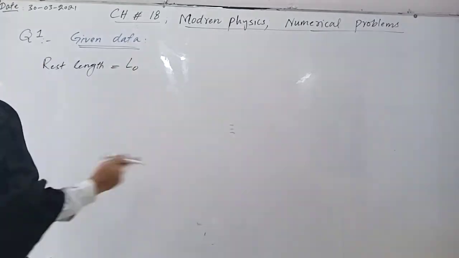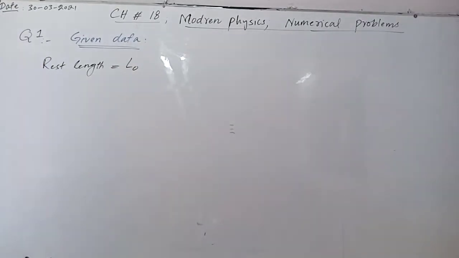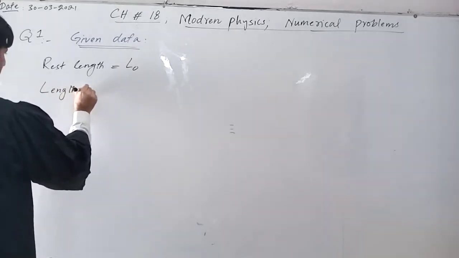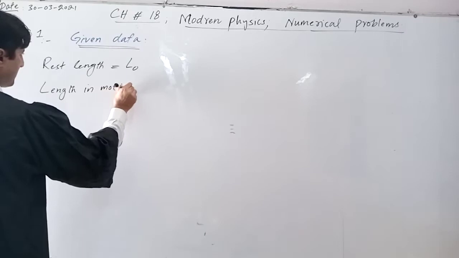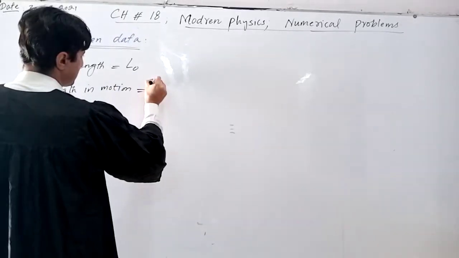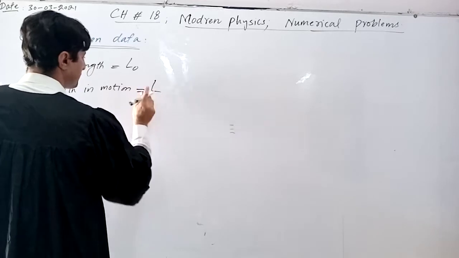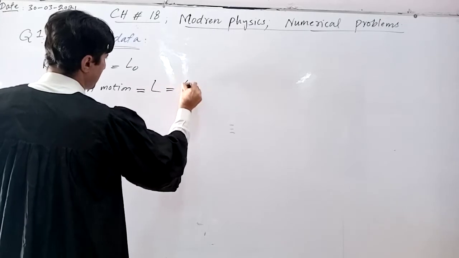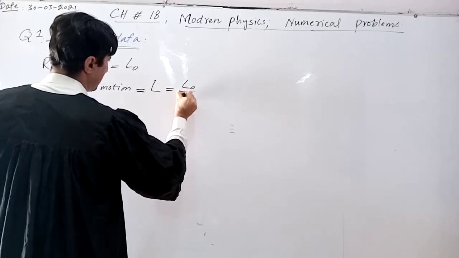Rest length is also known as proper length, and this length in motion is 1/3 of its proper length. What is the speed of spaceship relative to the observer? So this is rest length. Suppose length in motion is represented by L. This will be the contracted length, and this is equal to 1/3 of the rest length, L0 divided by 3.